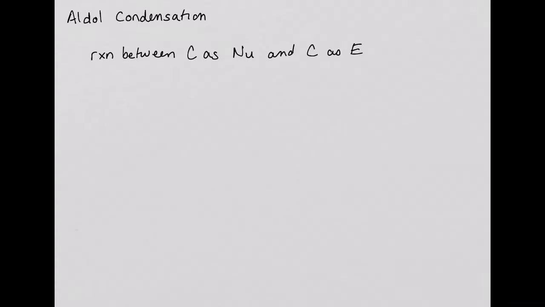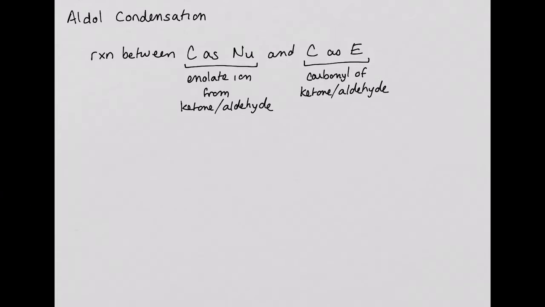The carbon as nucleophile comes from an enolate ion from the ketone or aldehyde. The carbon as the electrophile is the carbonyl carbon of the ketone or aldehyde. These two ketones or aldehydes come together with the loss of water to form the aldol product.